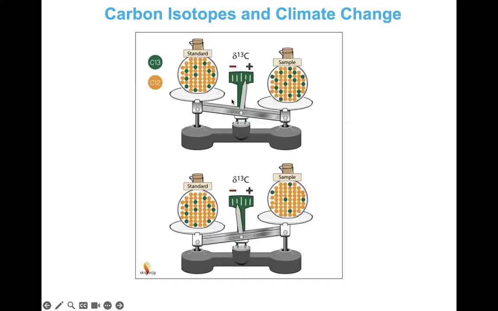Again, if you compare, for example, a sample, you have here C13, here C12, and in this sample right here we have more of the green dots, which means more of C13 compared to the standard. We say that this sample has a heavy delta 13C. But if you have more of C12, we say that the delta 13C is depleted, is very low. So it can be higher if you have more of C13, which is heavy, or lighter if you have more of C12.